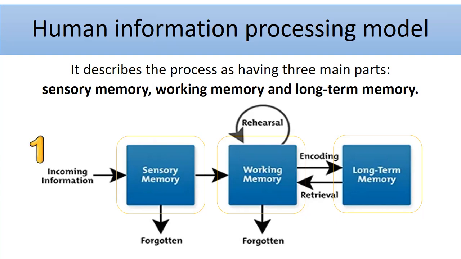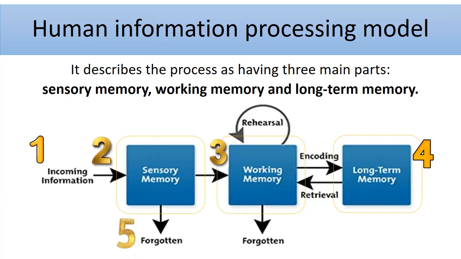So what happens? Number one is information is coming from, as we are looking at the content, so from the eyes, and we are hearing, listening, so from the ears. It goes into the sensory memory. Then from the sensory memory, it goes into working memory, and then the long-term memory.